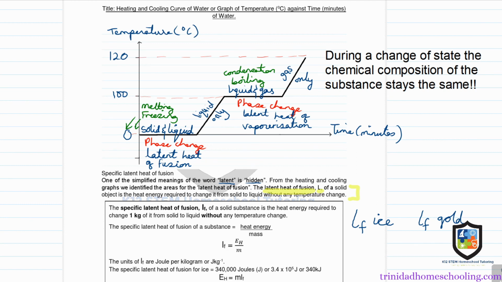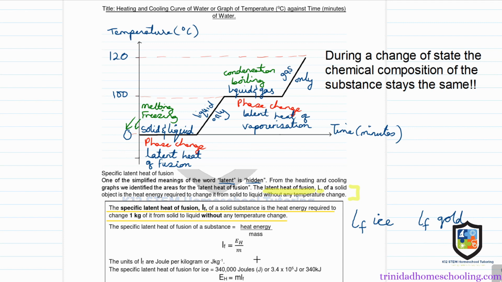And this definition here is something you would need to learn. The specific latent heat of fusion of a solid substance is the heat energy required to change 1 kilogram of it from solid to liquid without any temperature change. And this topic that you're learning now, if you are doing physics in Form 4, is one of the founding lessons for thermal energy. Thermal energy here that we are doing at this level is just part of the entire topic. Thermal energy is a very big topic. So there will be other lessons if you choose to do physics for Form 4 and Form 5.